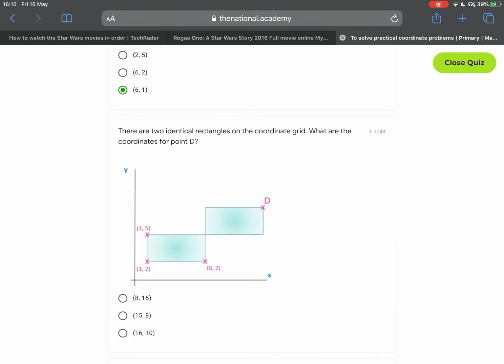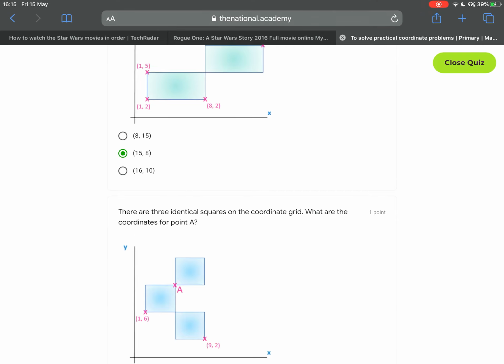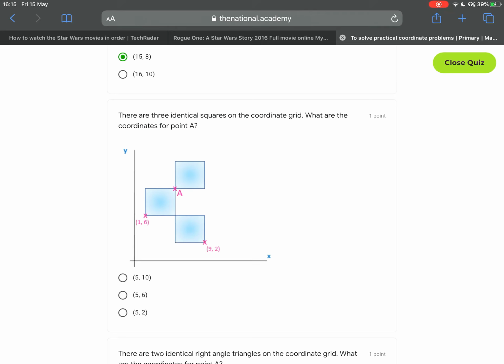These are two identical triangles on the coordinate grid. What are the coordinates for point D? They would be 15, 8. There are 3 identical squares on the coordinate grid.